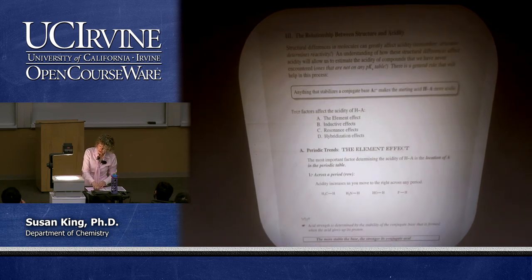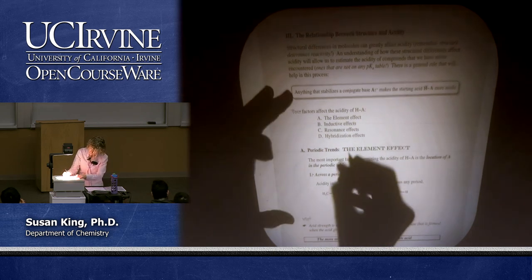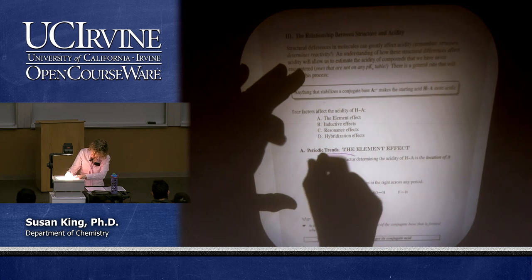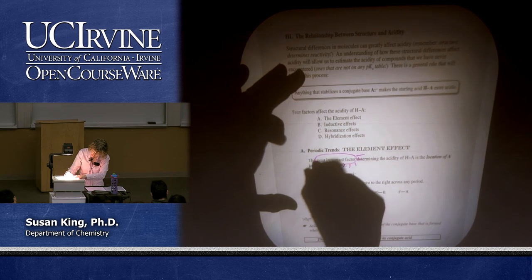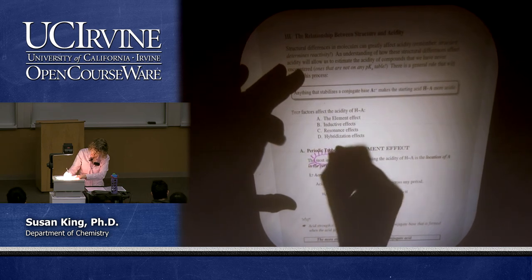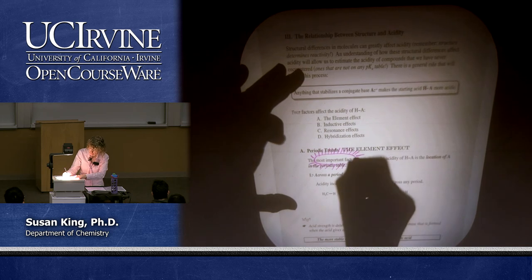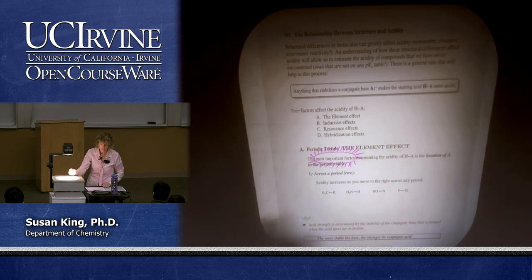The first one I want to talk to you about is the most important factor, so I'm going to circle this to draw attention to it. This is the very first thing we're going to look at when we're trying to figure out what's more acidic, less acidic, more basic, or less basic, comparing two acids and saying which one's more acidic without using a pKa table. This is the most important factor and the first one we will look at.